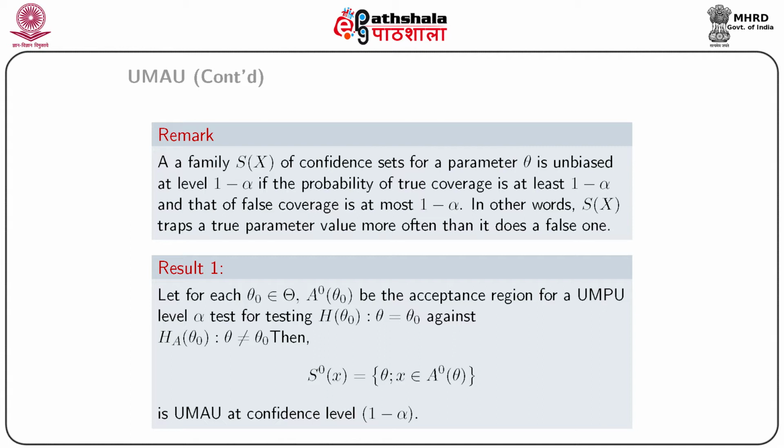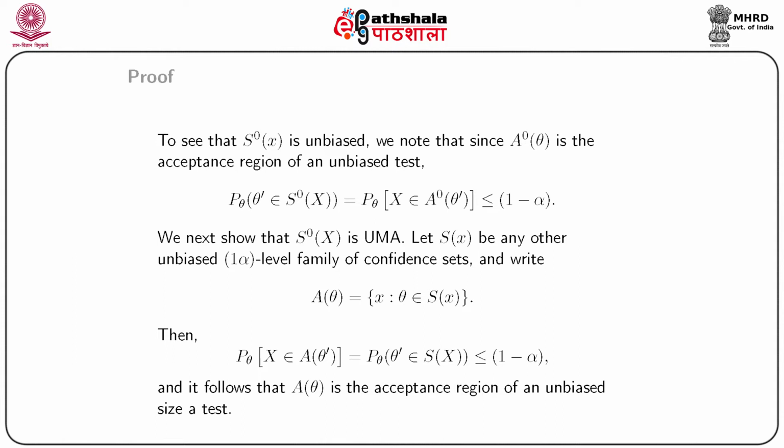Now we consider the following result. Let, for each θ₀ ∈ Θ, A₀(θ₀) be the acceptance region for a UMPU level α test for testing H: θ = θ₀ versus H_A: θ ≠ θ₀. Then the set S₀, equal to the set of all θ such that x belongs to A₀(θ), is UMAU at confidence level 1 − α. Now we consider a proof of this result.